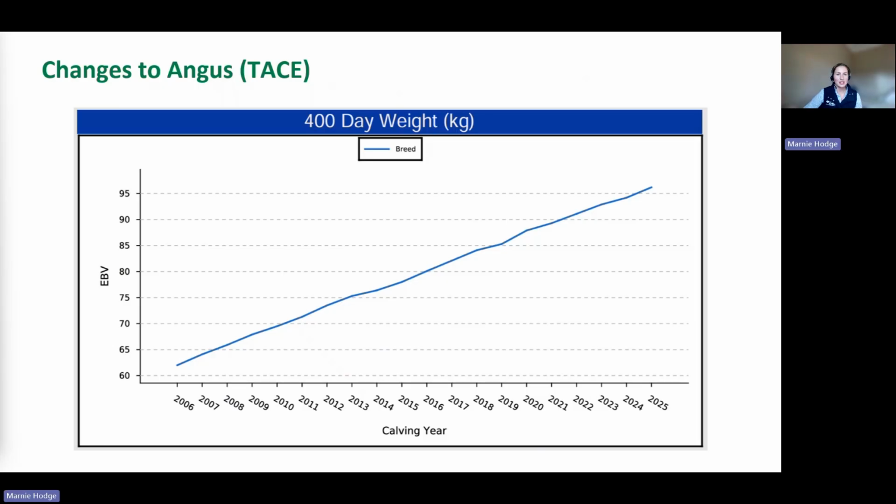Over the last 20 years, Angus on average have been able to increase their genetic merit by about 30 kilograms over time for 400-day weight. So this ultimately has meant that Angus cattle on farm are reaching a heavier weight at 400 days of age.